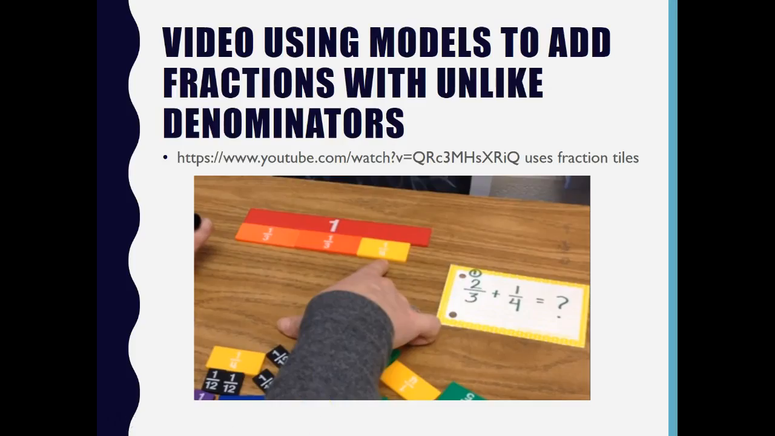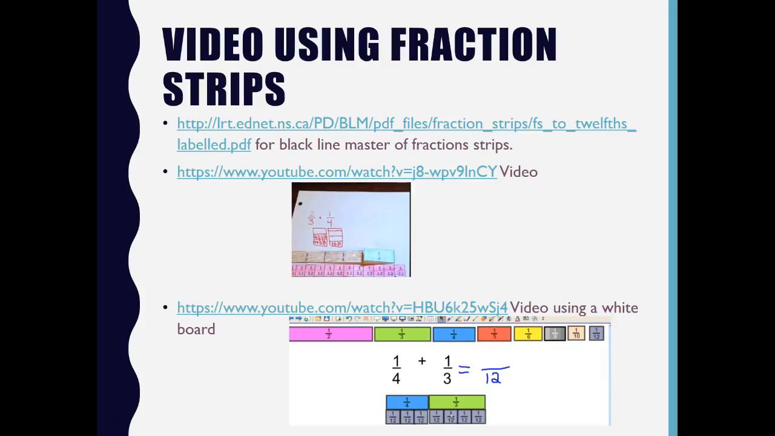There's a video available that you can use that uses fraction tiles and explains how to use fraction tiles with adding and subtracting fractions. There's also some black line fraction strips that kids can make, and a video showing how they can use those paper fraction strips, especially if you don't have enough for the whole class. And then there's a video, if you happen to have a whiteboard, that you can use with your fraction strip CD on your smartboard.